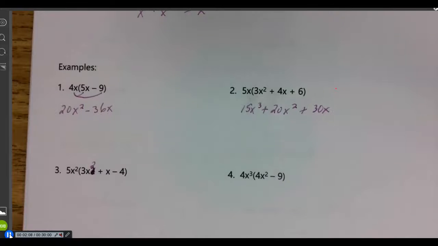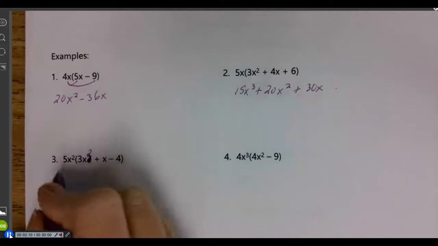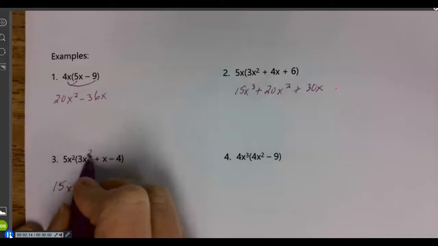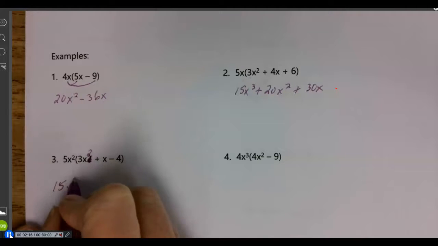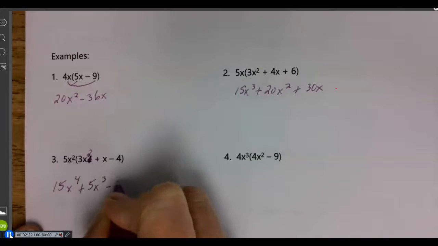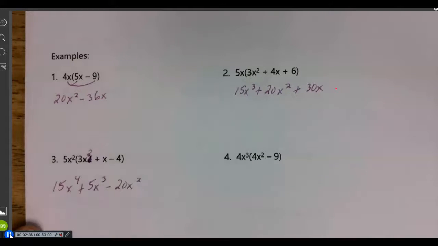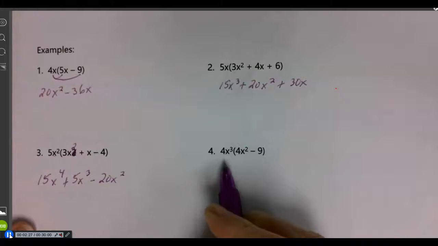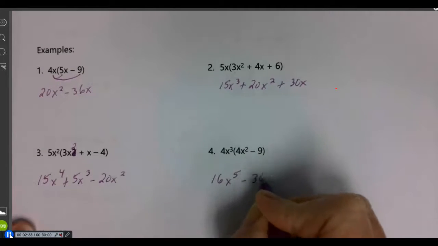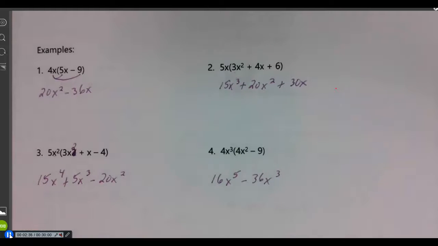Try it. Go. So when we multiply here, we're going to take 5 times 3, which is 15. X squared times x squared. When I multiply, I add my exponents. So 2 plus 2 is 4. 5 times 1. X squared times x is x cubed, minus 20x squared. How'd you do? I'm guessing pretty good. Now let's multiply here. 4 times 4 is 16. X to the 3 plus 2, which is 5, minus 36x cubed. That's all there is to it.